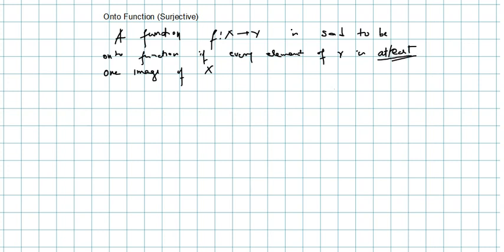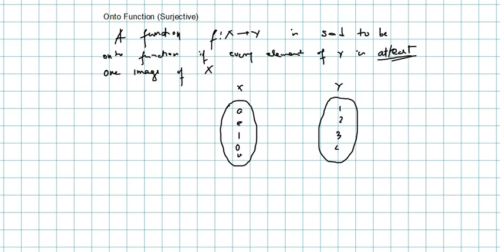What this means, if I show you graphically, we can show it like this. This is one set x and this is another set y. If I take this as vowels a, e, i, o, u, and this is 1, 2, 3, 4, 5. Each vowel: a is 1, e is 2, i is 3, o is 4 and u is 5. Under the effect of the function, if x and y are related like this, then we will call this an onto function. Let us take an example to understand this.